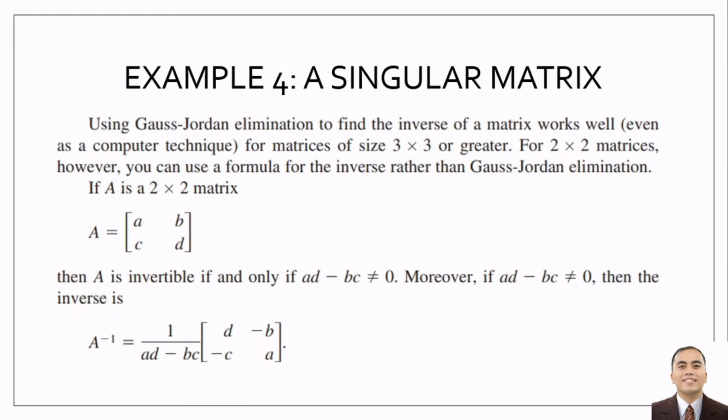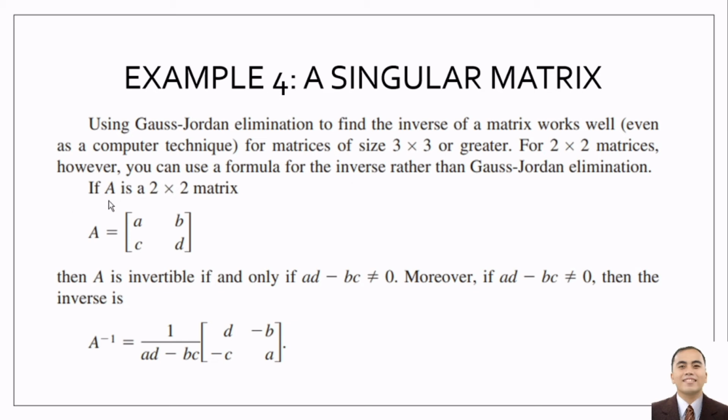So, using Gauss-Jordan elimination to find the inverse of a matrix works well even as a computer technique for matrices of 3 by 3 or greater. For instance, we have 2 by 2 matrices. However, you can use the formula for the inverse rather than Gauss-Jordan elimination.